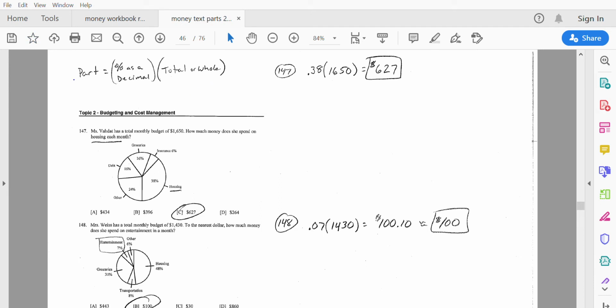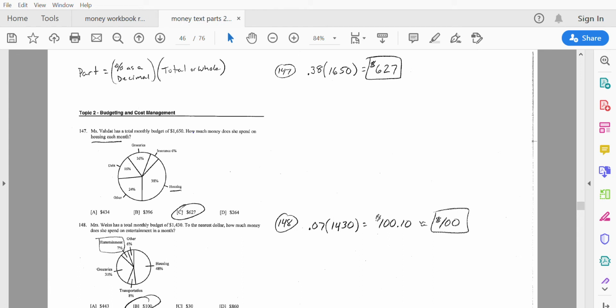All right, 147. It says that we have a total monthly budget of $1,650. How much money does she spend on housing each month? So they give us this chart. Now we're not going to need all the numbers in it. The one we need is housing. It says 38%, and then we also need to know the total budget is 1,650.